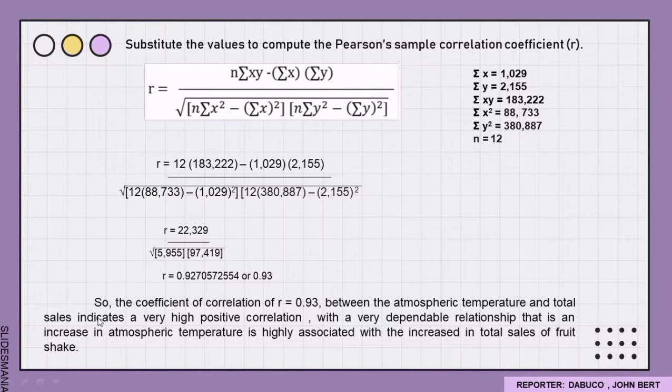So the coefficient of correlation R equals 0.23 between the atmospheric temperature and total sales indicates a very high positive correlation with a very dependable relationship, that is, an increase in atmospheric temperature is highly associated with an increase in total sales of fruit shakes. So that is the correlation.